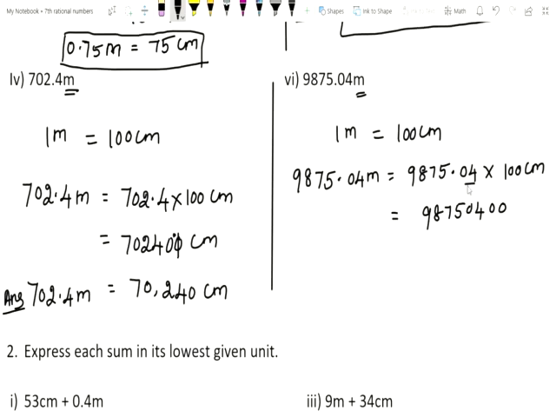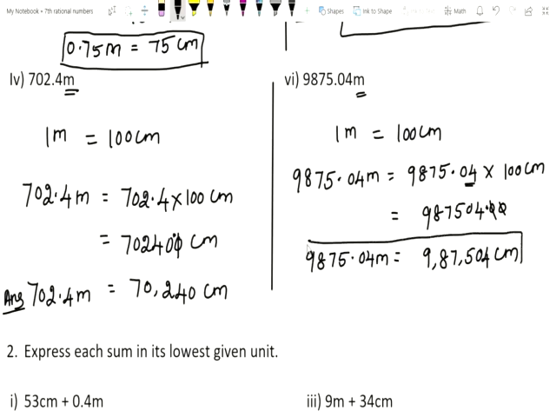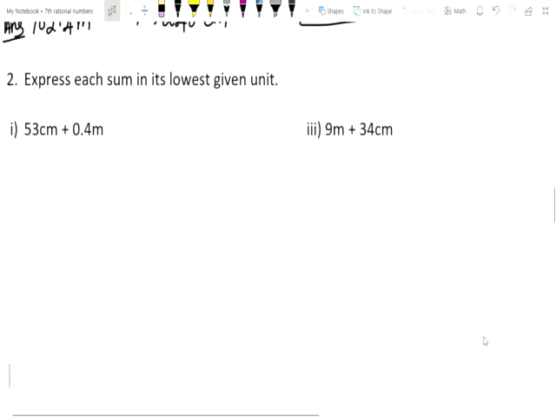Now see the question, how many decimal places are there? 2 decimal places. So cancel this. What you are getting? 9,87,504 centimeter. So 9,875.04 meter equal to 9,87,504 centimeter. Do you understand, children? See the next question.